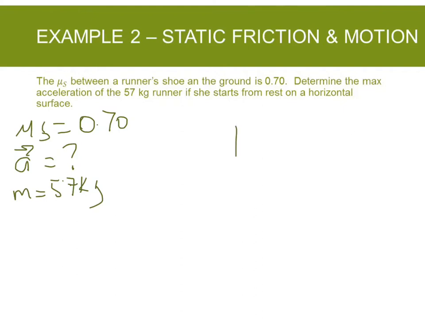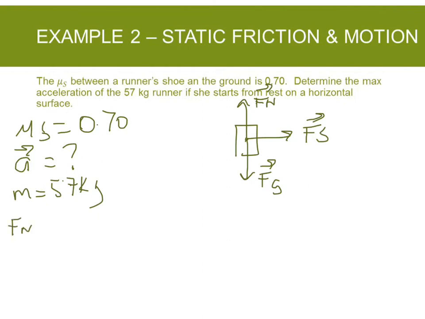So what we can do is draw our free body diagram that represents this situation. The only forward force we have is that force of static friction, because you're pushing back on your shoe and you go forward. So really it's another example of Newton's third law of motion. Let's go ahead and calculate our normal force.